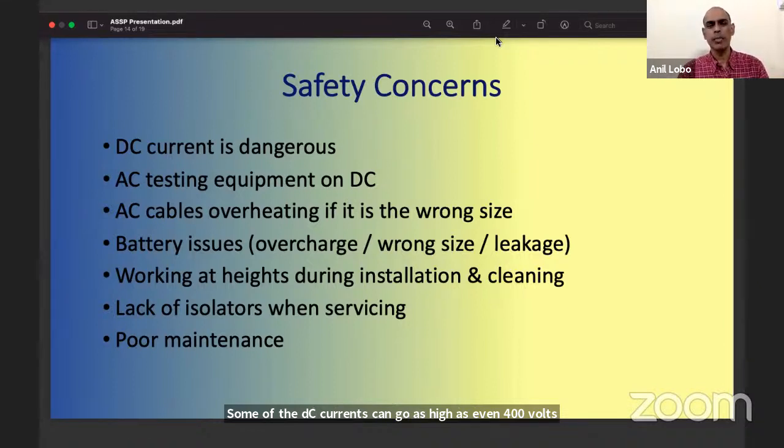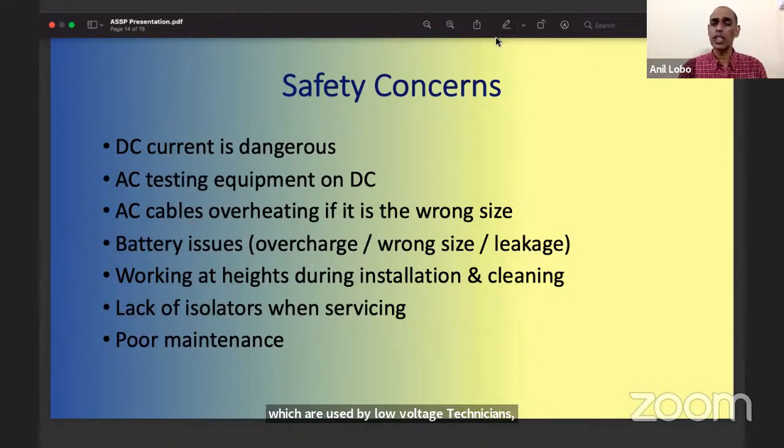On your AC side, your typical voltage will not exceed 220 volts unless you're working with a three-phase system, where it can go to 415 volts. But your DC systems can go as high as 400 to 600 volts DC. So you have to be extremely careful with the DC side of the solar system. The second thing is your AC equipment. You can use your standard AC testing tools to determine whether it is working or not. Your AC testing equipment does not work on DC. You have to use specialized DC tools which are used by low voltage technicians.